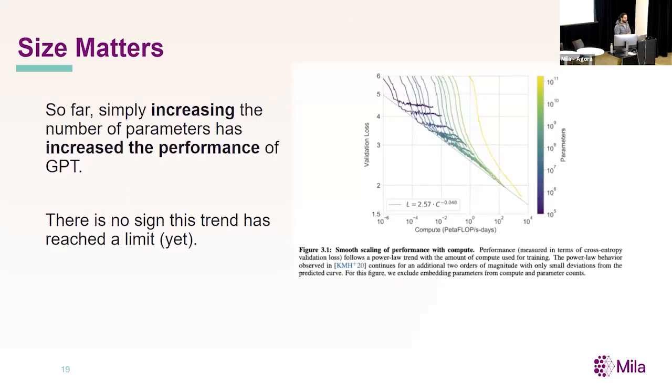And so far, simply increasing the number of parameters seems to increase the performance of all of these models. And there does not seem to be an upper limit to this trend, right? And this is a thing known as scaling laws. Okay, so in these scaling laws, you essentially plot all of these different models and how they perform, and simply increasing the number of parameters so far just seems to yield better results.